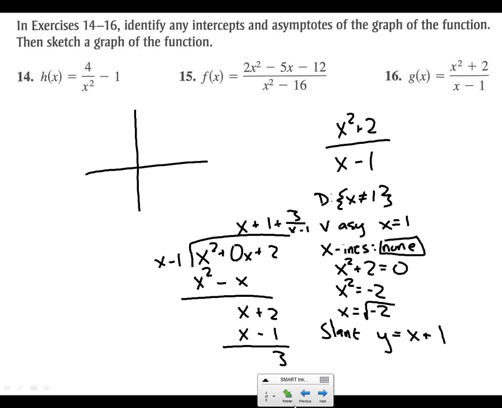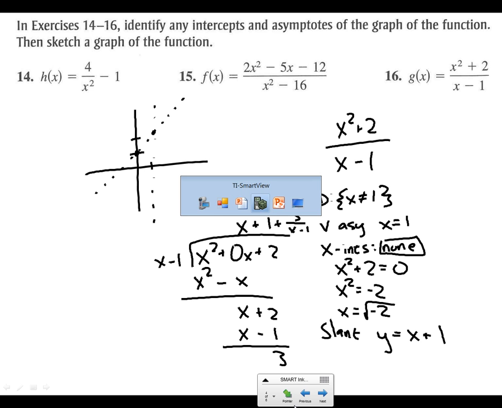Let's go ahead and graph this thing. We have a vertical asymptote at 1. We have the slant asymptote y equals x plus 1. So I'll go up 1, make a dot, go up 1 over 1 to find my slope. And there that is, and we do not have any intercepts.